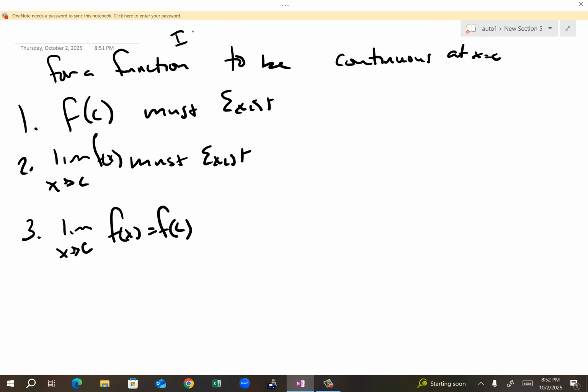And remember, this is an if and only if statement. If I show these three things to be true, it's continuous. If I told you it's continuous, those three things are true. Okay? Pretty sweet, pretty big deal. Kind of a big deal, honestly, going forward. Okay.